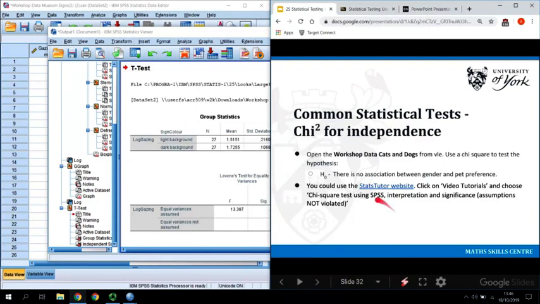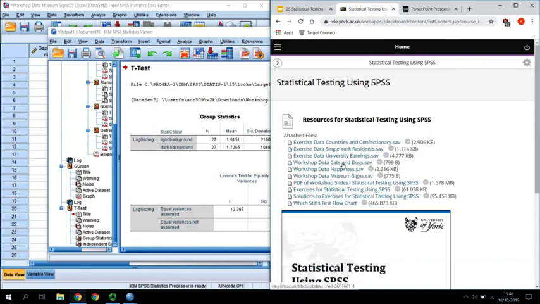Another resource is the Stats Tutor website. So we're going to do a chi-squared just to demonstrate the videos on the Stats Tutor website, and we're going to use the data workshop data cats and dogs, which is on the VLE. So if I go to the VLE and open that up, it's under here.